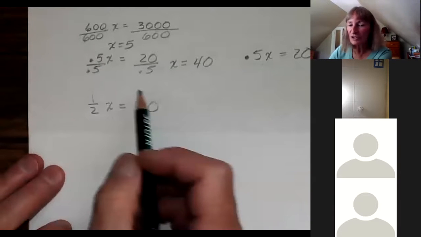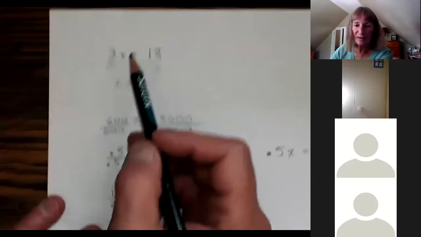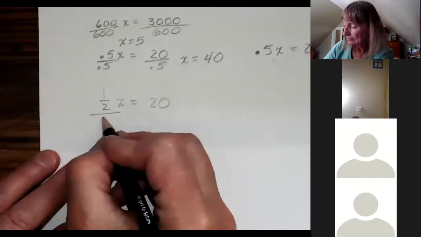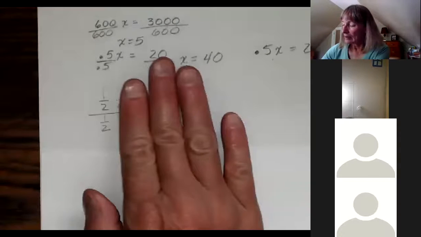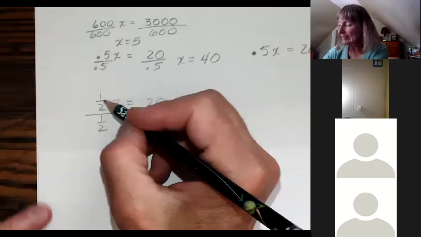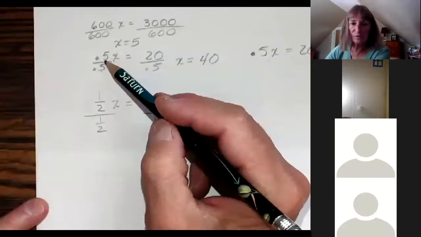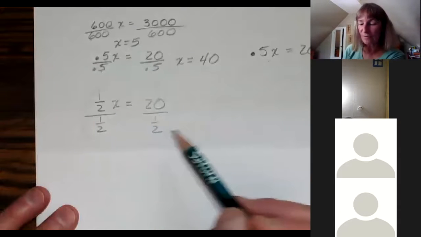Okay, up here we had some number times x, and we divided by that number. We had a big number times x, we divided by that number. We have 0.5 times x, we divided by that number. Here, we have a half times x. I think we should do the same thing. Once you start writing a fraction on top of a fraction, it looks pretty scary. But any number divided by itself always equals 1. This equals 1, this equals 1, this equals 1. So we can just divide by a half.